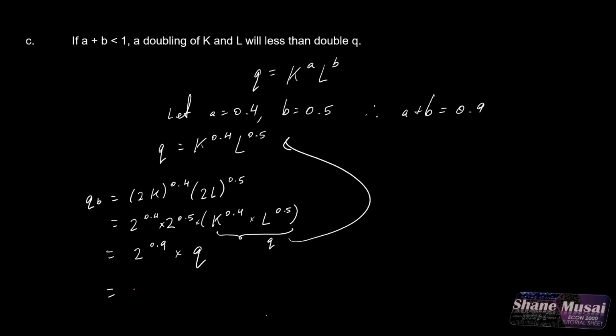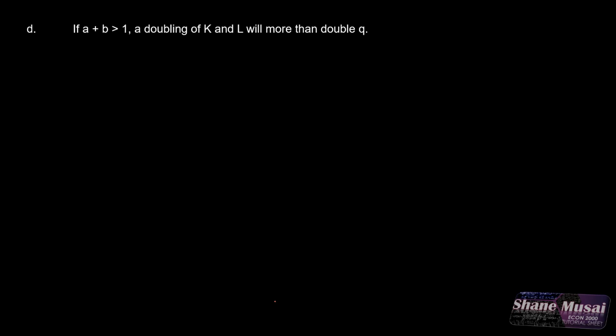So this is actually equal to 1.87 Q. So our QB, our output, is equal to 1.87 Q, which is less than 2Q. So it's less than double our value for Q. Alright, so this is how we show that if A plus B is less than 1, a doubling of K and L will less than double Q. Now let's check our last mathematical part. If A plus B is greater than 1, a doubling of K and L will more than double Q.